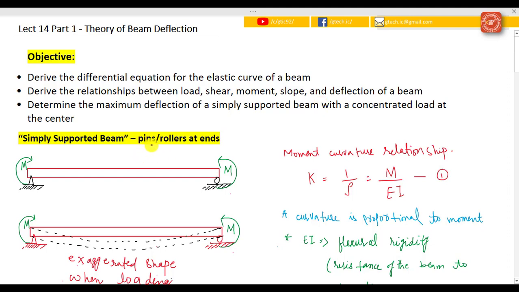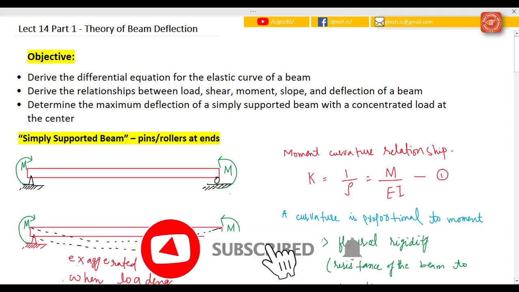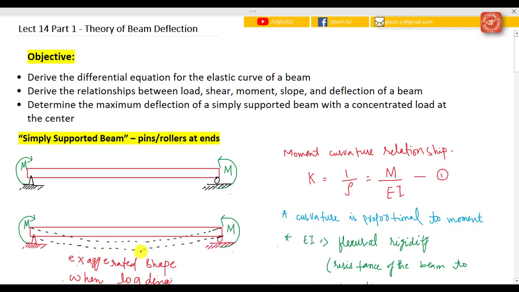So let's start with a simply supported beam. On one end is a pin and on the other end is a roller, and we apply a moment there. Then the beam would be bent into this shape. So here is an exaggerated shape when the loading is applied.